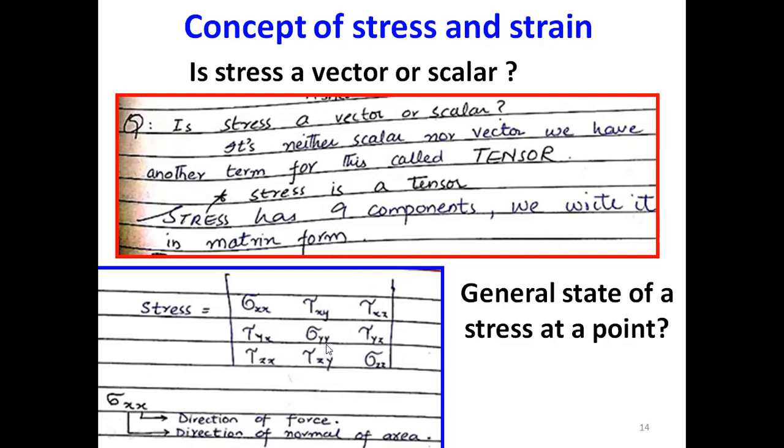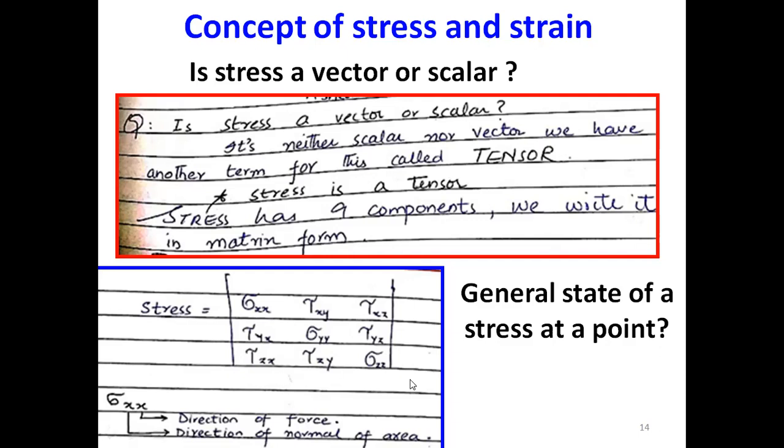Sigma yy means that the area normal is along the y-axis, whereas the force itself is along the y-axis. For sigma zz, the normal of the area is along the z-axis, and the force is also along the z-axis. So these three, which are along the diagonal of the matrix, actually represent the normal stress. As we discussed last time, if the force is perpendicular to the area, then the stress produced would be normal stress.